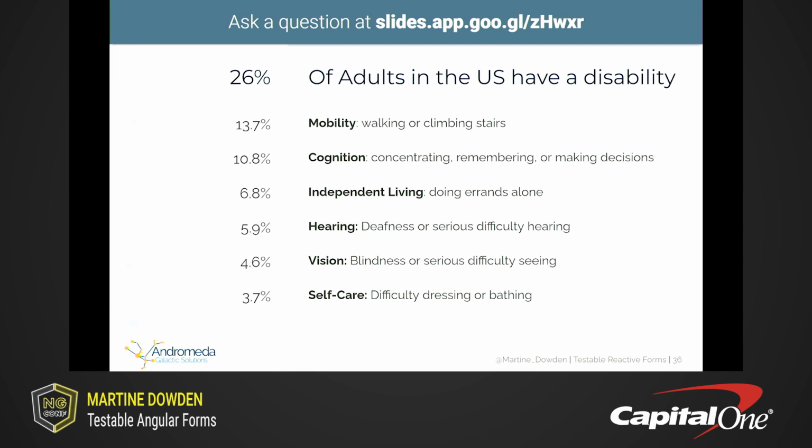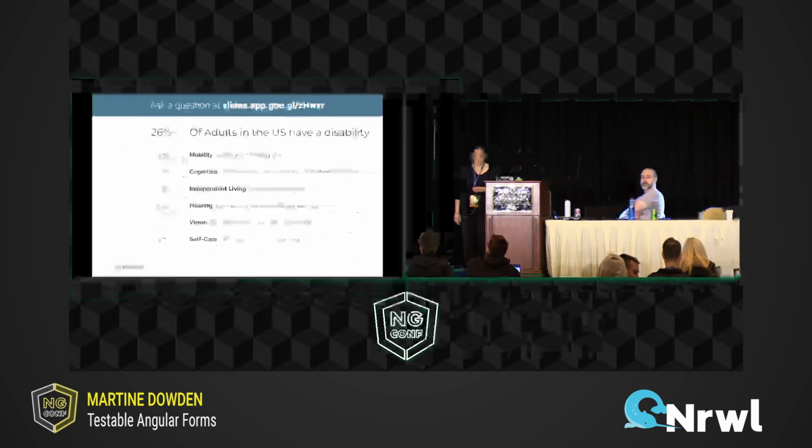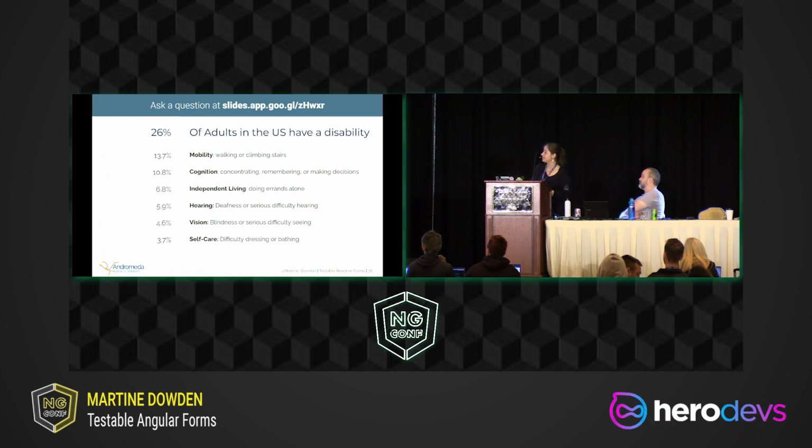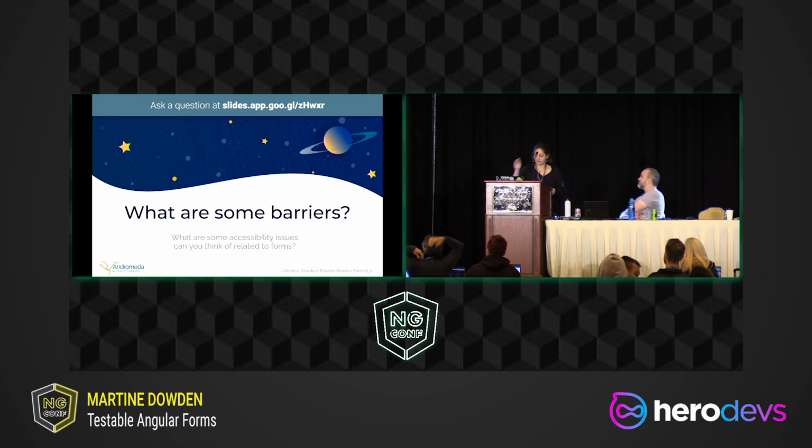Accessibility is not a corner case. About a quarter of Americans have some form of disability. So if I count the number of people in this room, there are more than 4 of you, therefore more than one person in this room has a disability. So it is not something that we can ignore, and it is not something we should ignore.